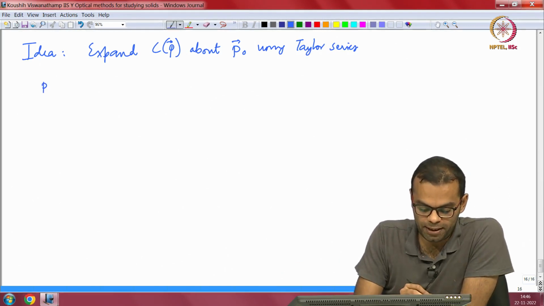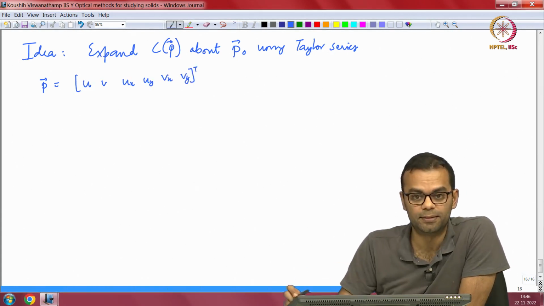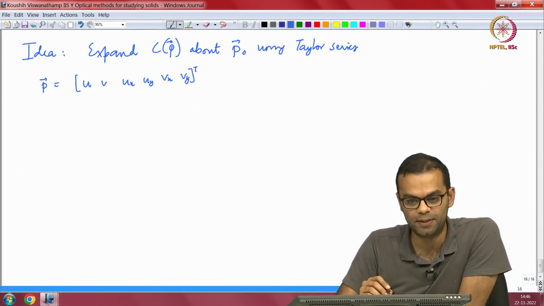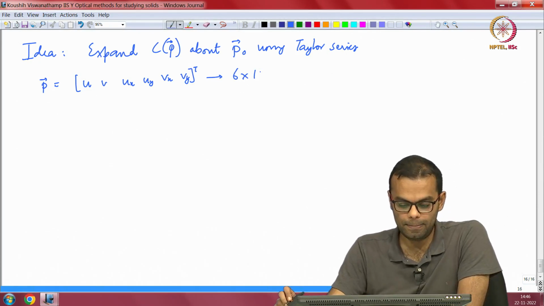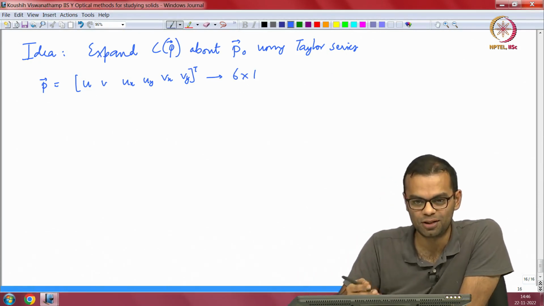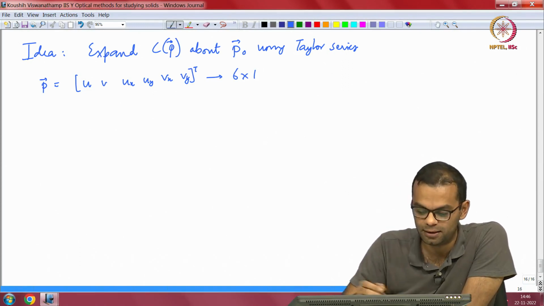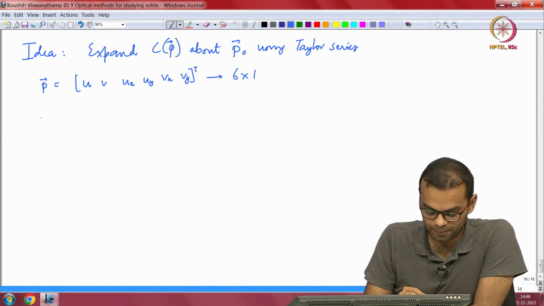Now, remember p is a column vector as I mentioned before. So, please keep this notation in mind. It is a 6 by 1 matrix, 6 rows by 1 column. I am just using this notation so that we are consistent in all the expressions we write down. So, this is our p vector.